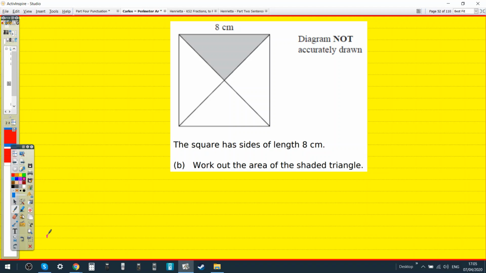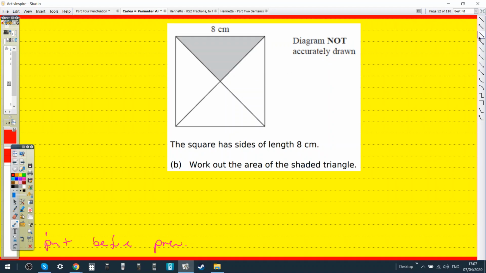The square has sides of 8, work out the area of the shaded triangle. So, is it an isosceles triangle, sir? Mm-hmm. So the two sides would be the same. Okay. Wait, how do you do this? So this, any idea what the height would be? 4, I think. So the height of the triangle is 4 because it's a square and it's halfway.